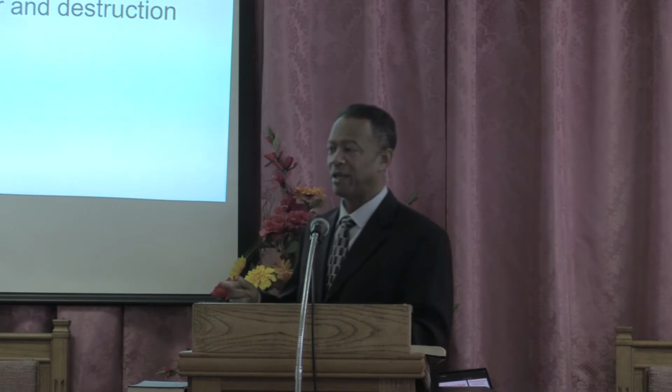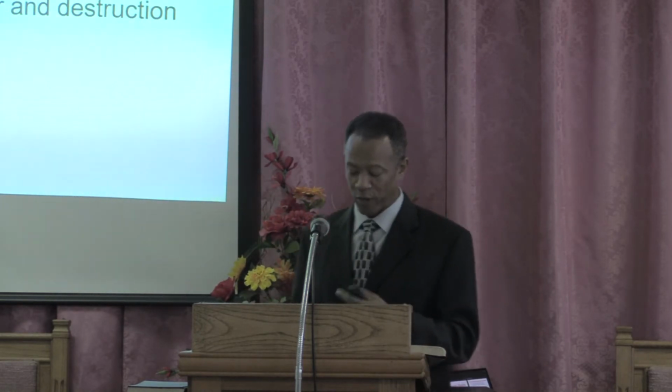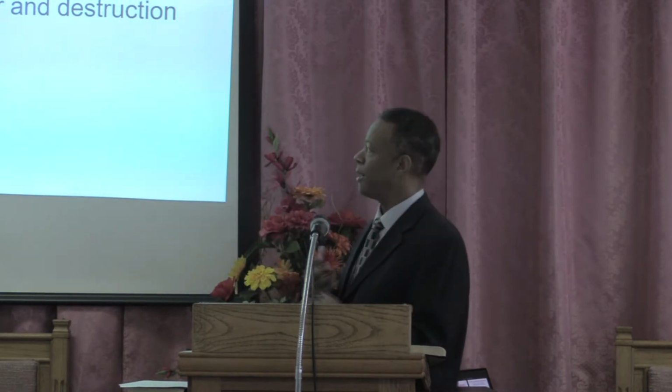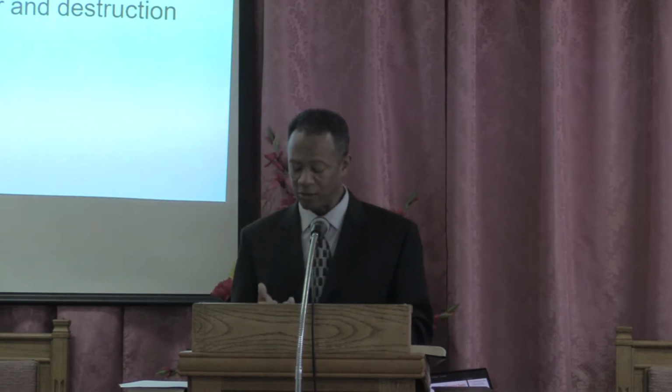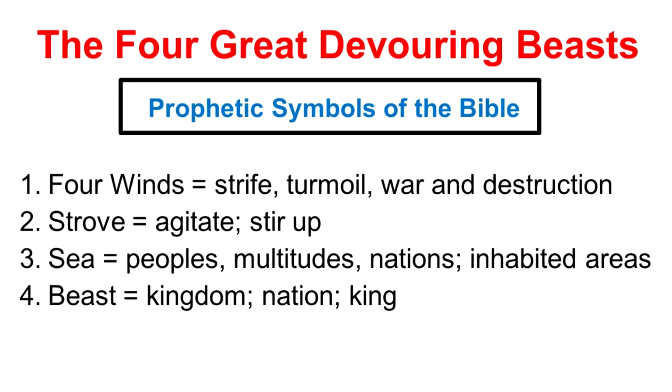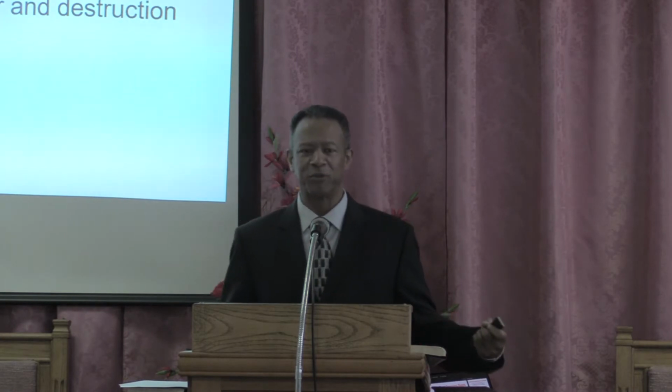But we know, Daniel said in Daniel 7:2, that they started to blow. And these four winds started to blow on what he called the great sea. And so we looked at another scripture in Revelation chapter 17:15 that helped us understand what the sea represents in prophecy. So the four winds in prophecy we know represent strife, turmoil, war, and destruction. And the question remains, well, what does the sea represent? Because Daniel said, I saw these winds of strife blowing on the great sea.